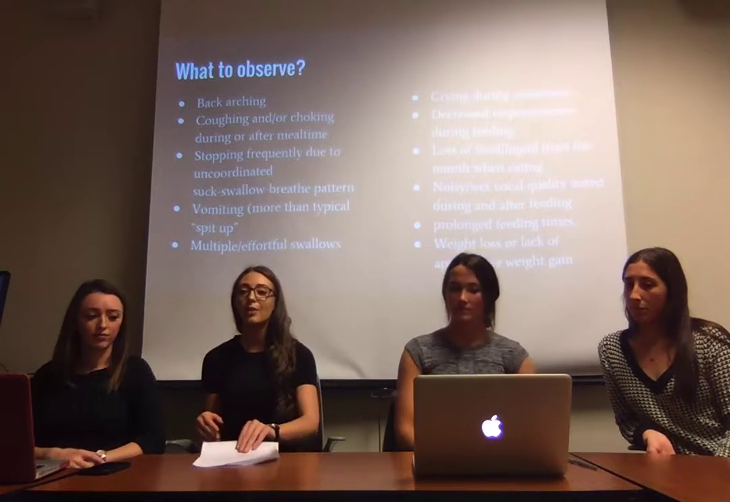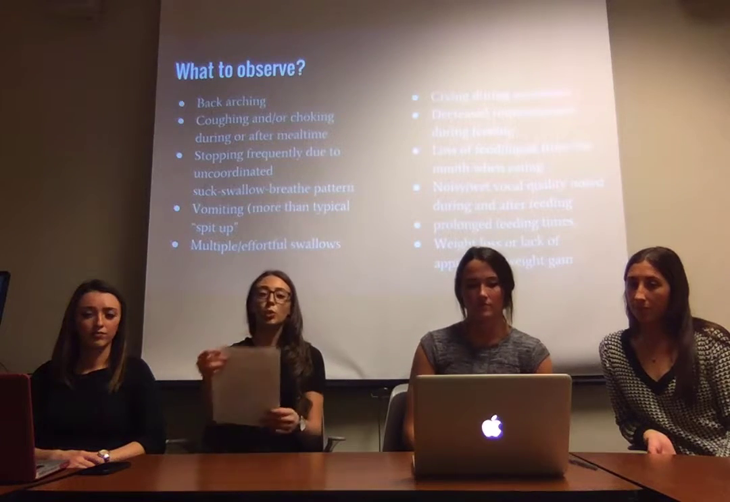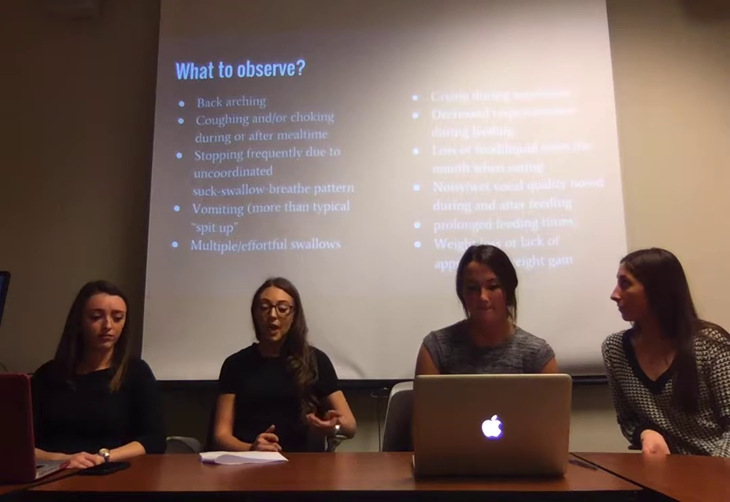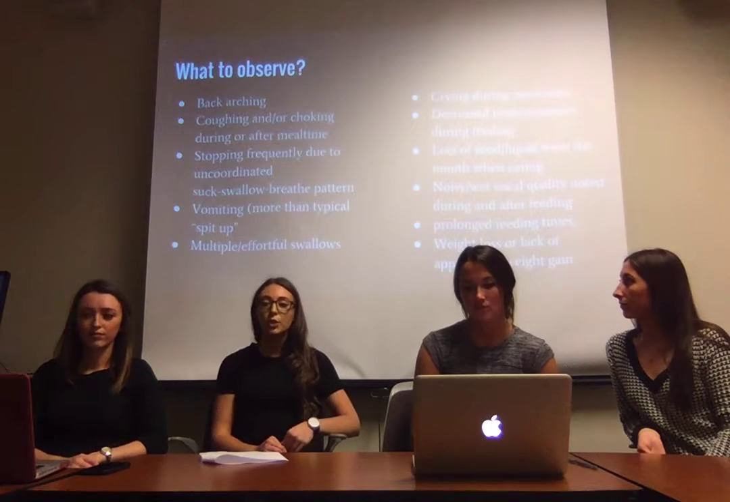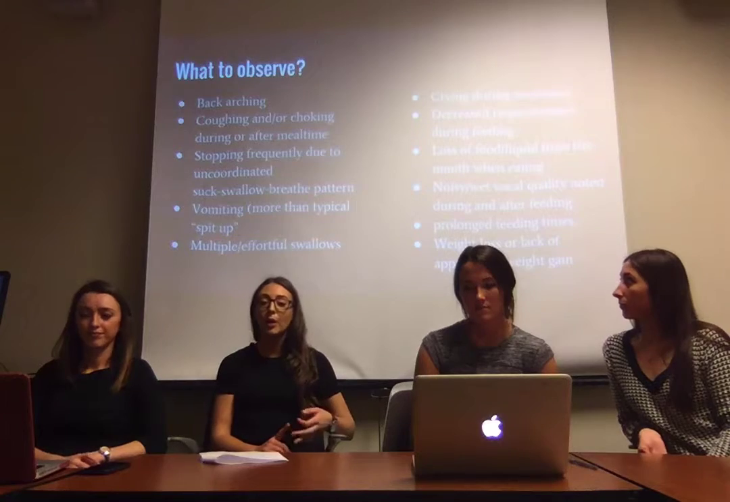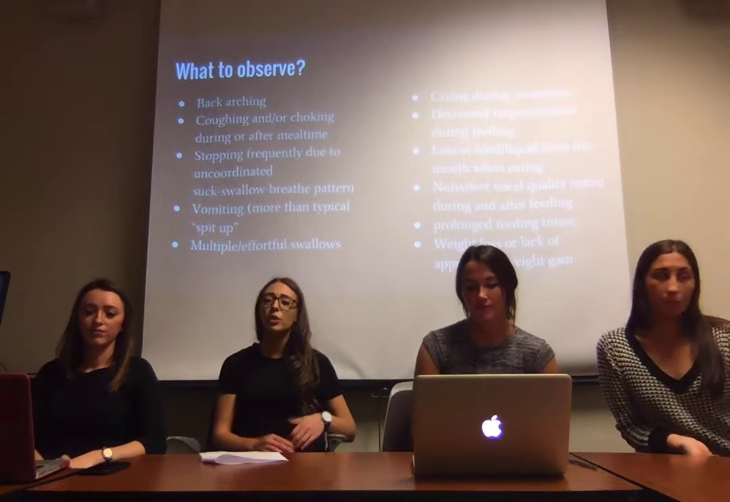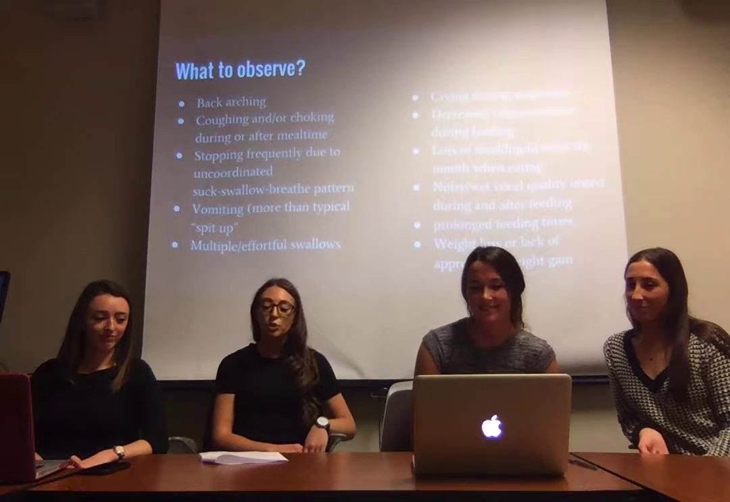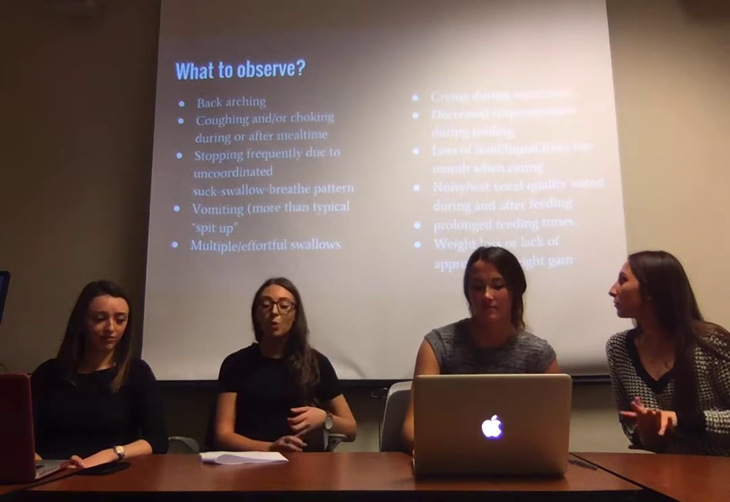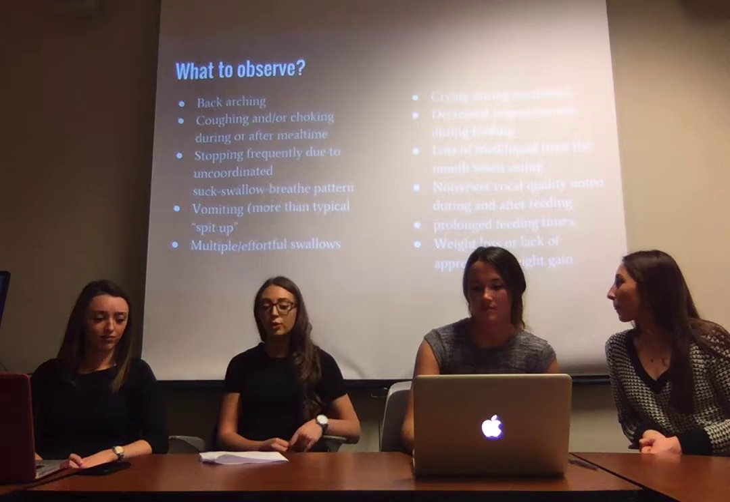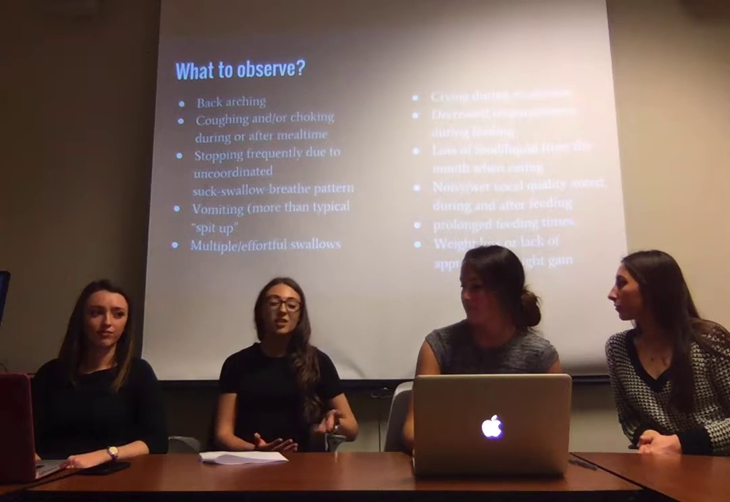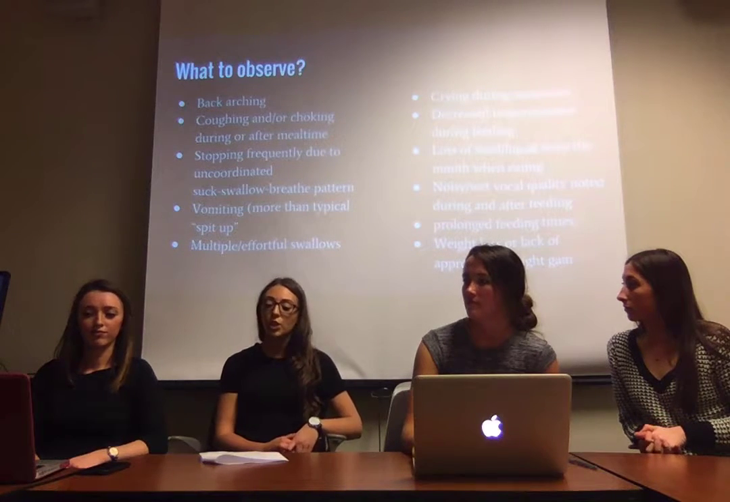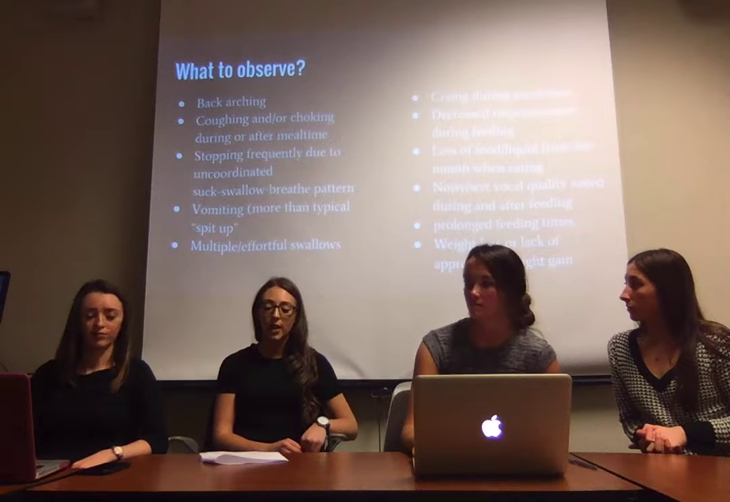So you may notice that the baby is arching their back. You may also notice that they are coughing frequently either during and/or after mealtime. They might be stopping frequently due to that uncoordinated suck, swallow, and breathe pattern. You might notice that they are taking multiple effortful swallows, and you might notice that they have either a noisy or wet vocal quality during or after feeding. And then weight loss is another sign and symptom that we want to be paying attention to, or just the lack of appropriate weight gain.